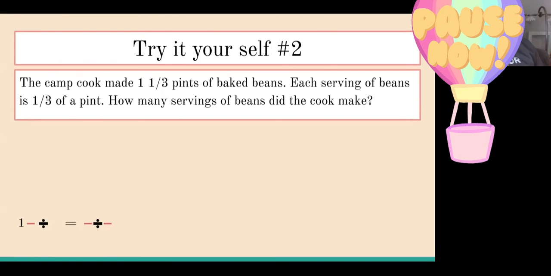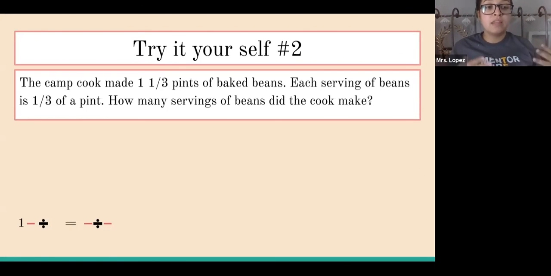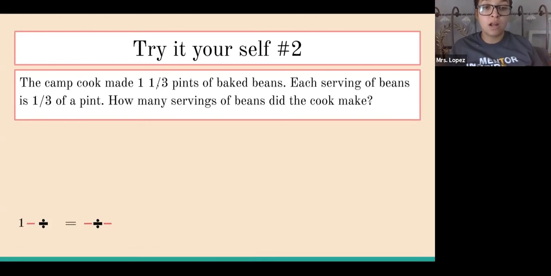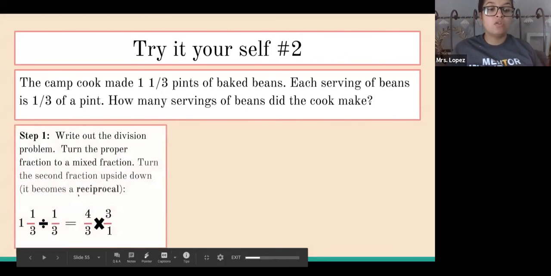Okay, we're back. So the camp cook made 1 1/3 pints. So your first step to writing out your problem is you need to write out your fractions and what you're dividing it by. So we should have written out 1 1/3 divided by 1/3, because we want to know how many thirds go into 1 1/3.